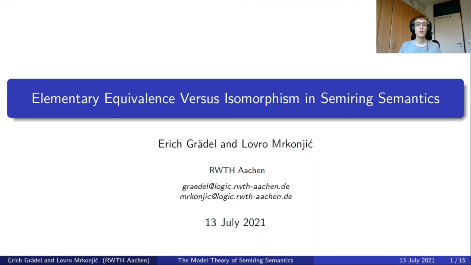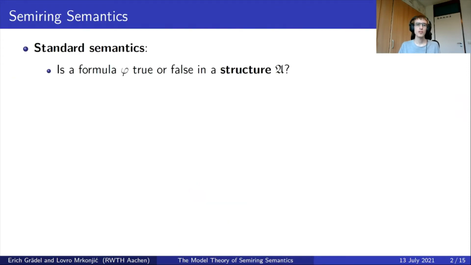Hello and welcome to this talk about elementary equivalence versus isomorphism in semiring semantics. I will start by introducing semiring semantics for first-order logic. In standard semantics, we have a first-order formula and a structure, and we ask whether this formula is true or false in that structure.